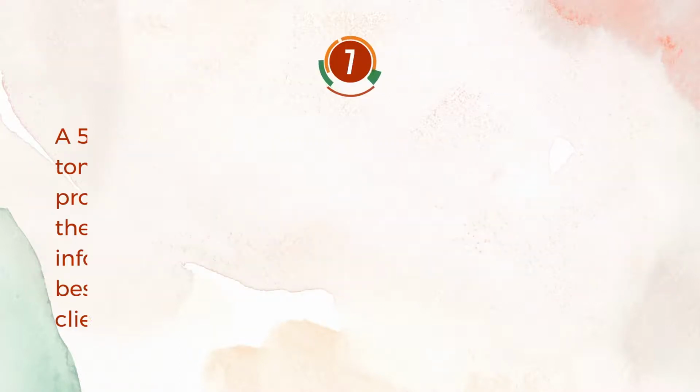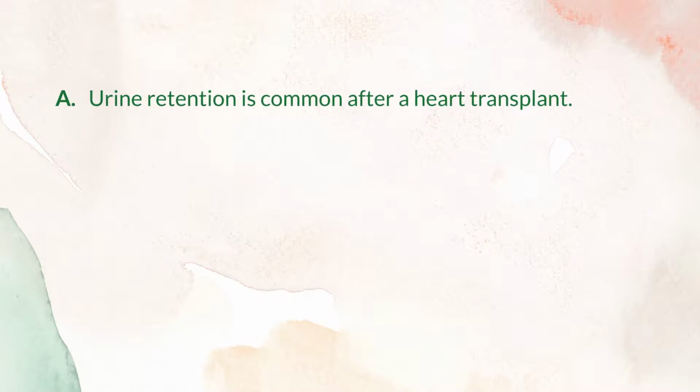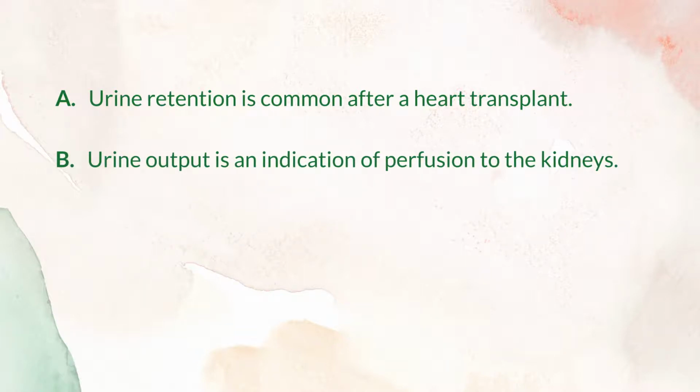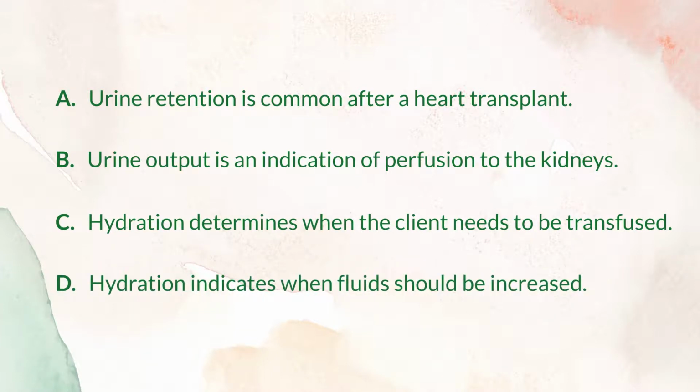Number 7. A 50-year-old client is scheduled for a heart transplant tomorrow. The night nurse is asked to review the surgical procedure with the client. Because of the client's anxiety, the client has difficulty comprehending the nurse's information. During the postoperative period, what is the best rationale for the nurse frequently assessing the client's fluid status? A. Urine retention is common after a heart transplant. B. Urine output is an indication of perfusion to the kidneys. C. Hydration determines when the client needs to be transfused. D. Hydration indicates when fluids should be increased.